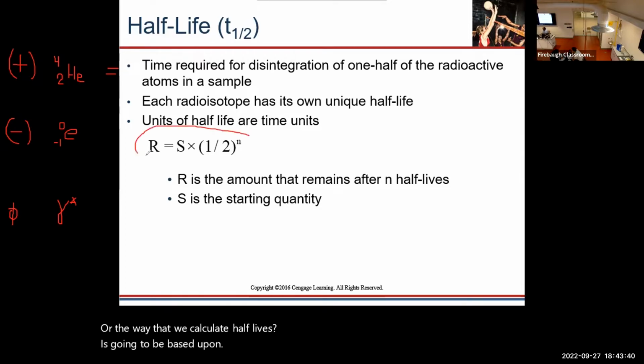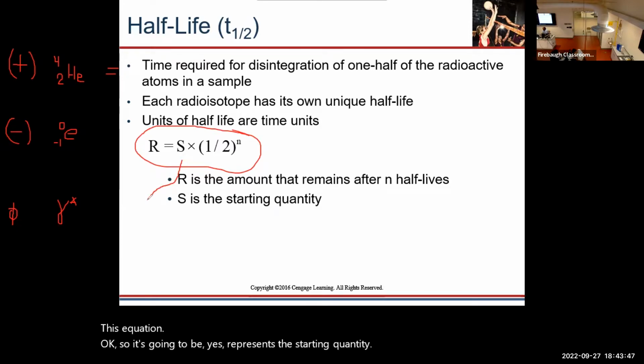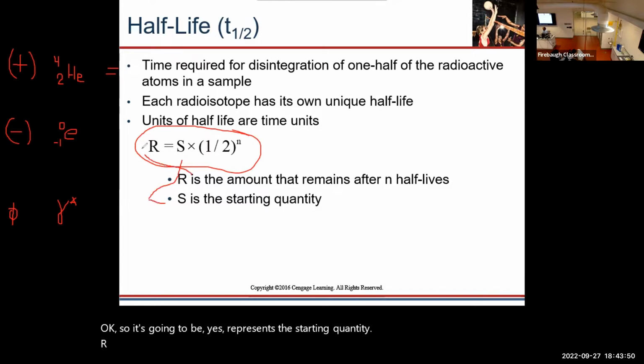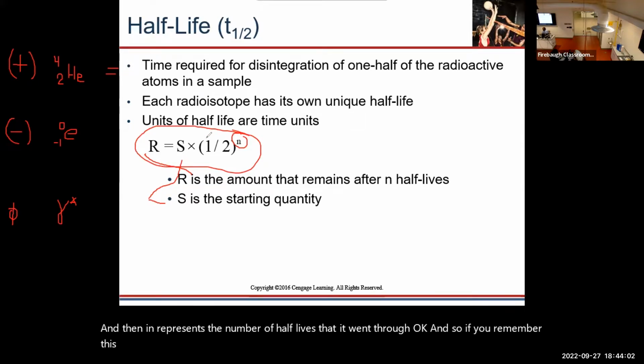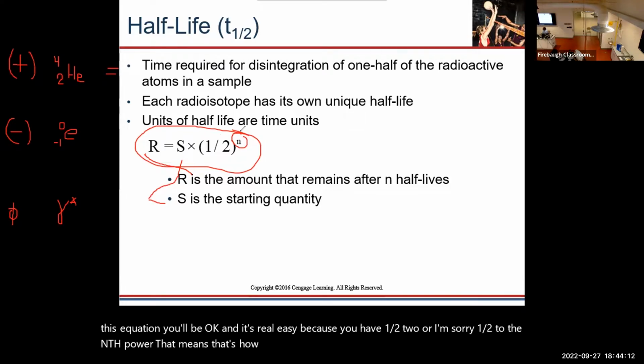This equation. Okay, so S represents the starting quantity. R is going to represent the remaining amount. And then N represents the number of half-lives that went by. And so, you remember this equation. It's really easy because we have 1 half. That means that's how many halves.